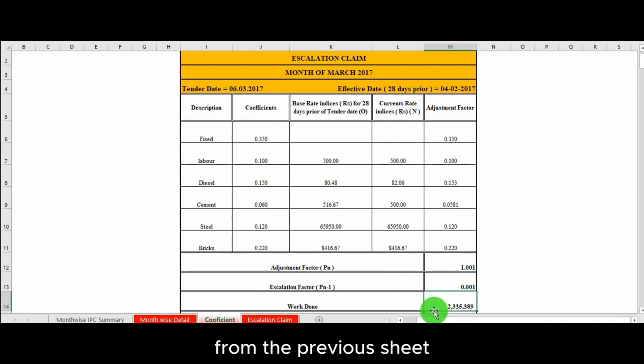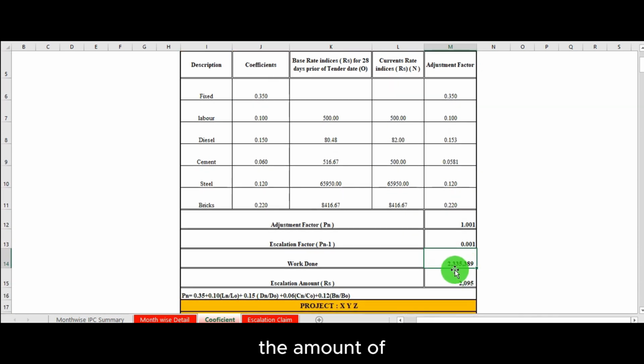From the previous sheet, we will pick up the value of the amount of work done for the month of March 2017, which is rupees 2.33 million. Now by multiplying the amount of work done by the escalation factor, we will get the escalation amount, which is rupees 2095. So rupees 2095 is the escalation amount for the month of March 2017.